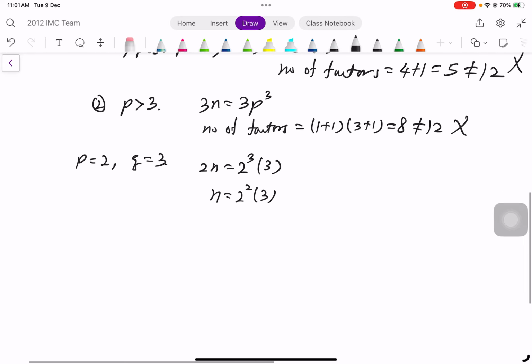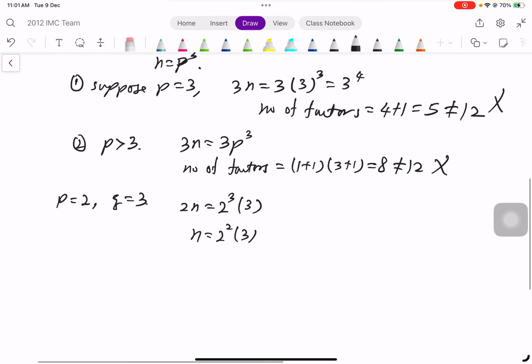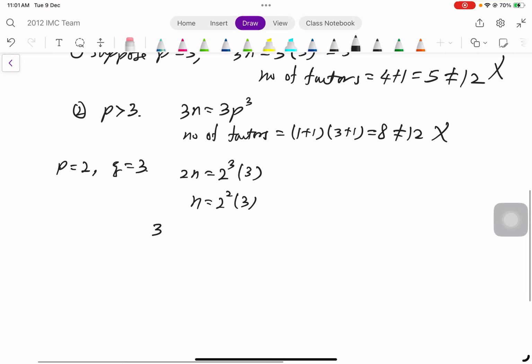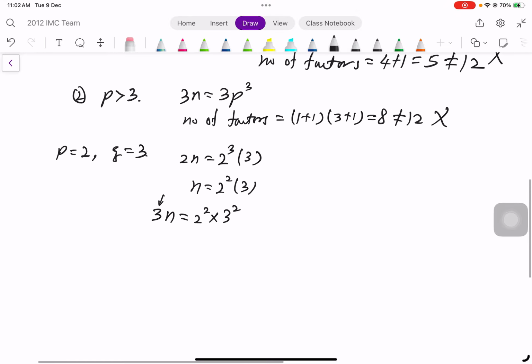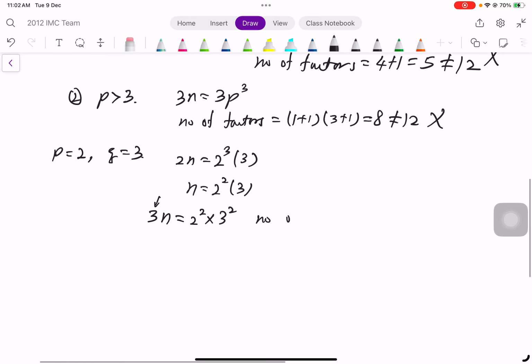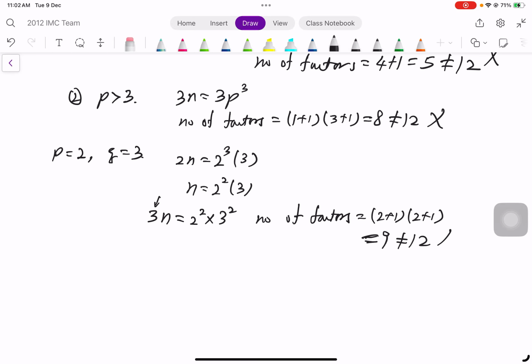In this case, what is your 3n now? Your 3n would be just equal to 2 to the power 2 times 3 to the power 2. Then the number of factors would be just equal to 2 plus 1 multiplied by 2 plus 1, which is equal to 9. And again, this is not equal to 12. Therefore, this is not possible.